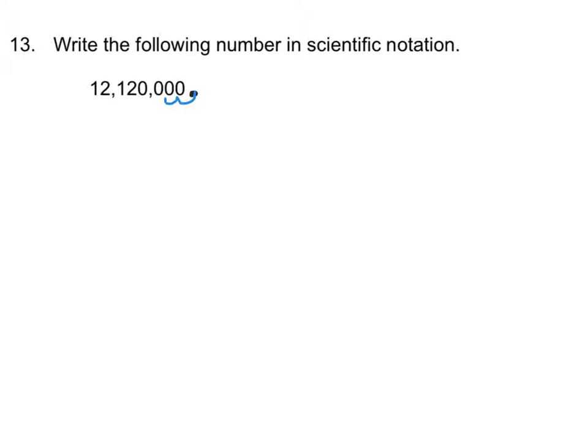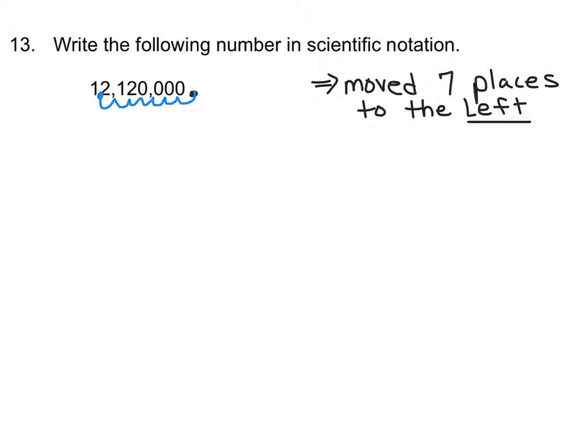1, 2, 3, 4, 5, 6, 7. If I move 7 times to the left, I'll have one number in front of the decimal point, which is what we want. Next, we want to write the decimal number that we found. So our decimal number is now 1.212, and we want to include all non-zero digits behind the decimal point.